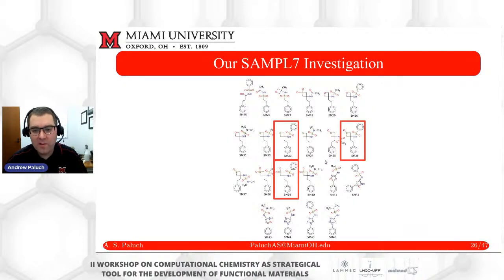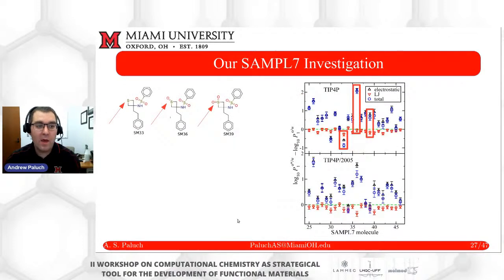All right, so to investigate this further, in the next few slides we're going to look at molecules 33, 36, and 39. When I break them out, the main difference is this ring here. If I look at this four-membered ring, here I just have a sulfur. Here I have a sulfur double bonded to an oxygen, and here I have a sulfur double bonded to two oxygens. On our plot of the difference of water-saturated octanol versus pure octanol, here's SM33, here's 36, and here's 39.